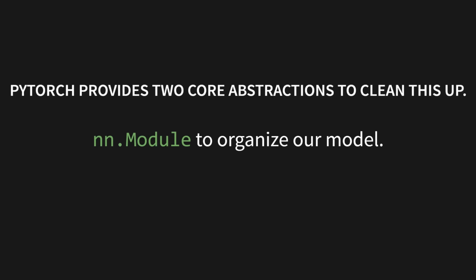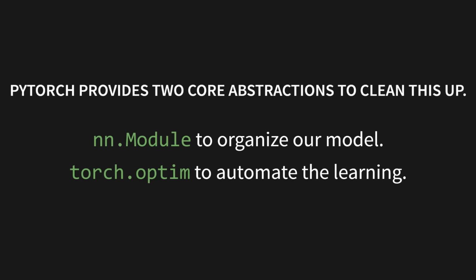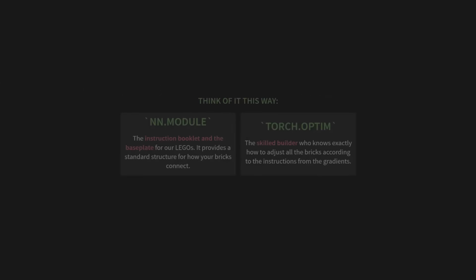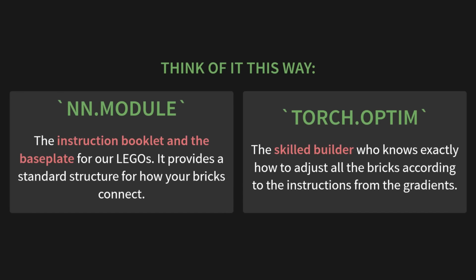PyTorch provides two core tools to clean all of this up. First, nn.Module, which we use to organize our model. And second, torch.optim, which we use to automate the learning. Think of it this way. nn.Module is the instruction booklet and the baseplate for our Legos. It provides a standard structure for how all your little bricks connect. Then you have torch.optim. This is the skilled builder who knows exactly how to adjust all the bricks according to the instructions from the gradients.